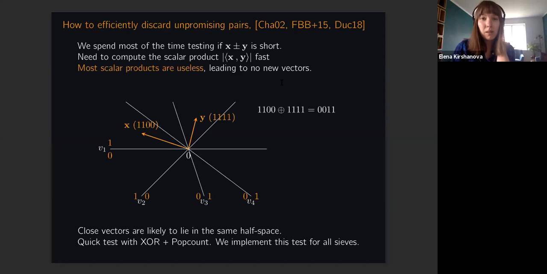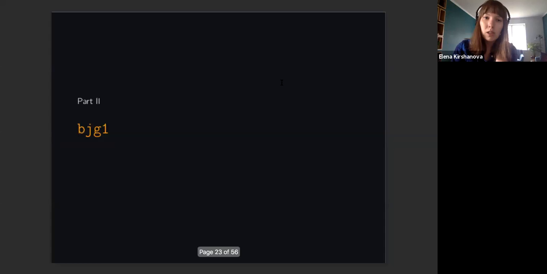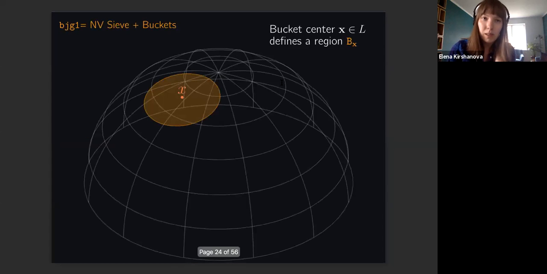So yeah, this is about the Nguyen-Vidick sieve, and this is about very basic hashing. What about not so basic hashing? Not so basic hashing is what's done in BGJ1. And the BGJ1 does the following thing. So basically, in Nguyen-Vidick sieve, there are buckets.